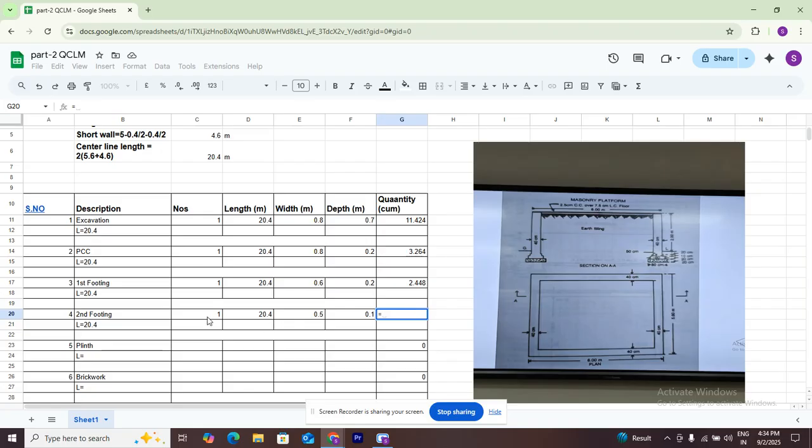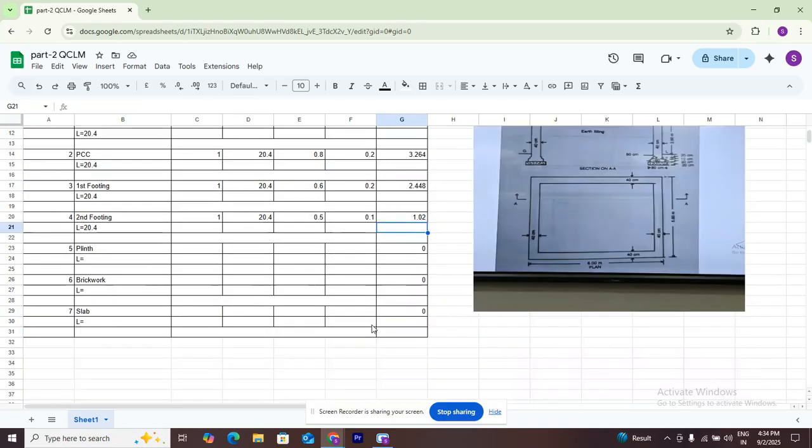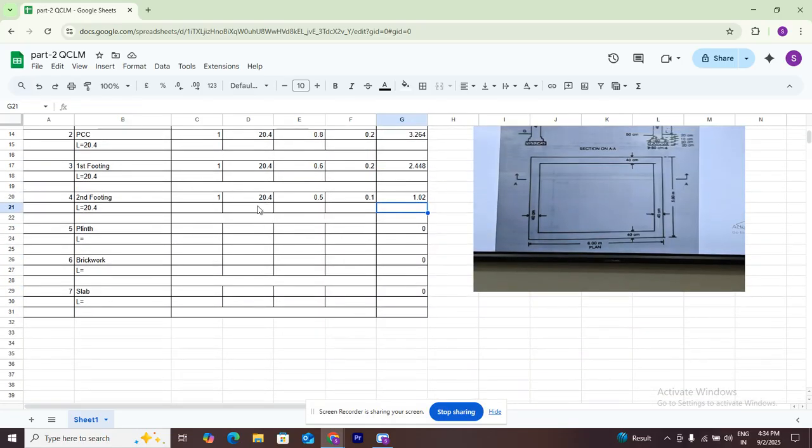We need to multiply these three things, not sum them. Yes, so 1.02 is the result. Next one, the second footing is also completed, now the plinth.